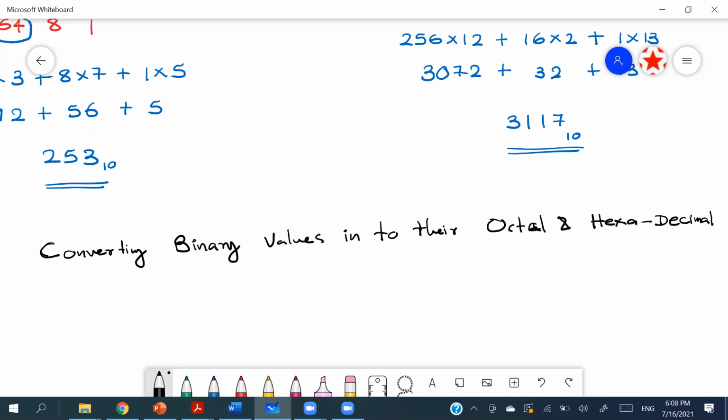Hexadecimal equivalence. Right, so write down the heading, people. Right, then let's talk about this.